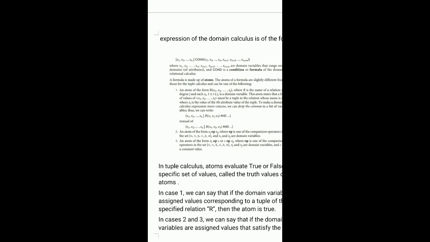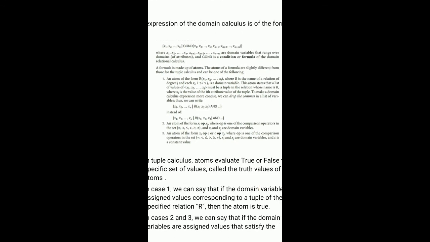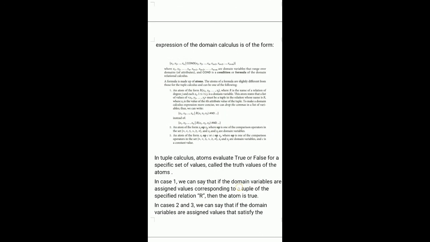Number 2, an atom of the form xi OP xj, where OP is one of the comparison operations in the set, and xi and xj are domain variables. Number 3, an atom of the form xi OP c or c OP xj, where OP is one of the comparison operations in the set, xi and xj are domain variables and c is a constant value.